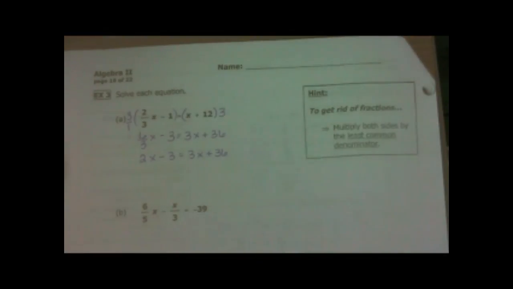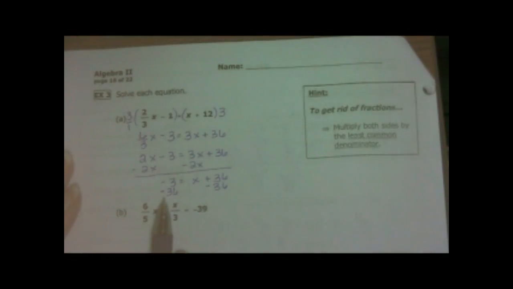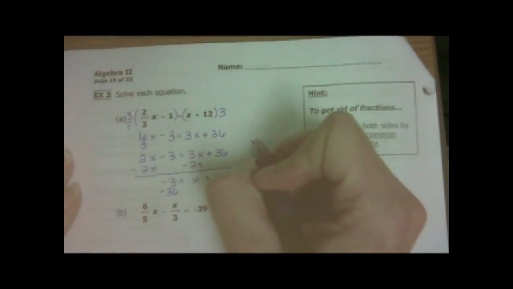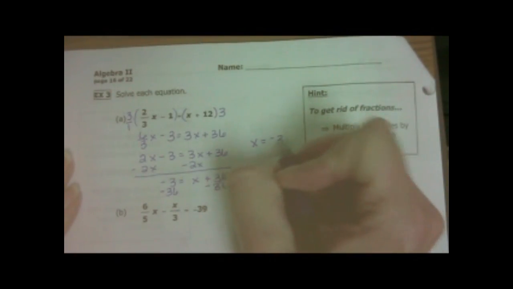Alright, so now the problem is easy. It's just like the ones we did yesterday. So let's go ahead. I can subtract 2x from both sides to get my x's together. I've got negative 3 equals x plus 36. Subtract 36 on both sides. And here's what I have. I've got negative 39 here and an x here because my 36 is canceled. X equals negative 39.